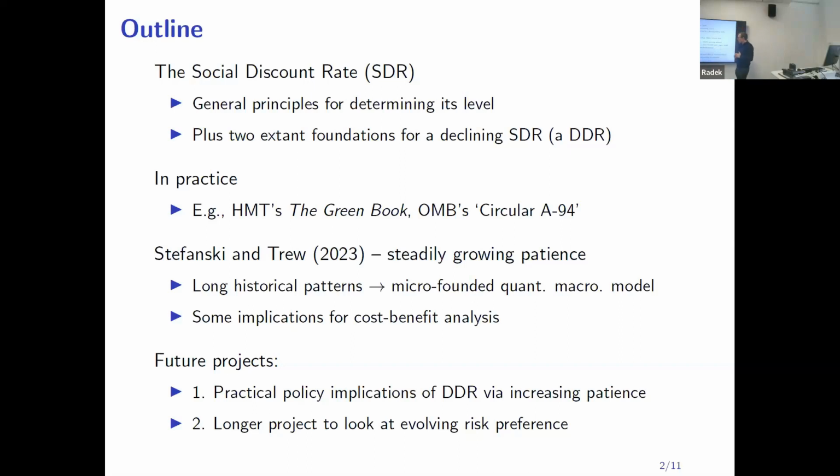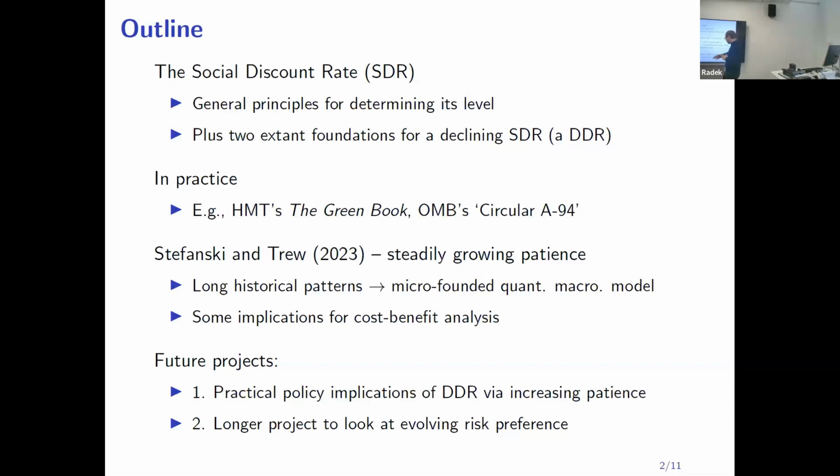And so we argue that there's been a historical increase in patience. People have been getting more and more patient, caring more and more about the future. And we're going to show you some very long historical patterns. And then what we do in that paper is build a micro-founded model that we calibrate and basically show where that increasing patience is potentially coming from. And we'll argue that this has some very important implications for cost-benefit analysis, and can change the calculus of what projects are worth what in the future dramatically.